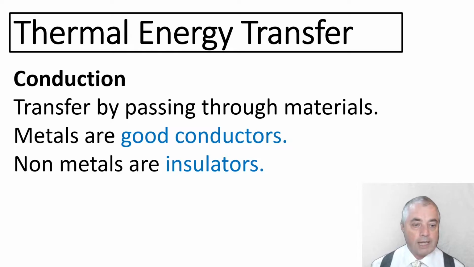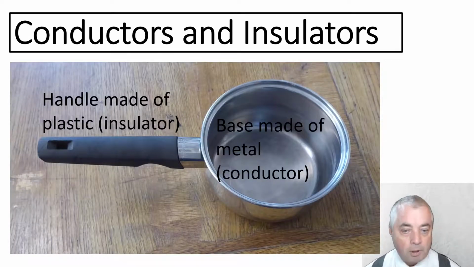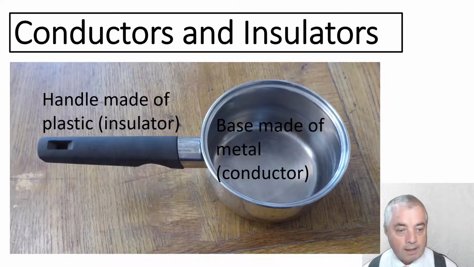And we can use ideas about thermal conductors and thermal insulators to design useful things. So if we're looking at a saucepan, what we really want is we want the heat from the cooker to get into the food.